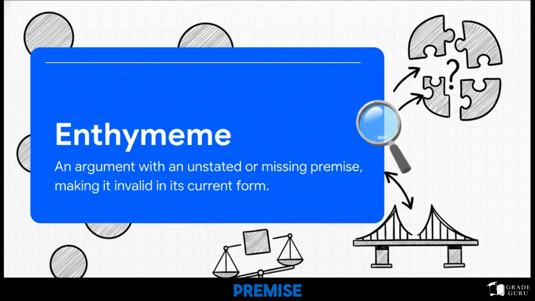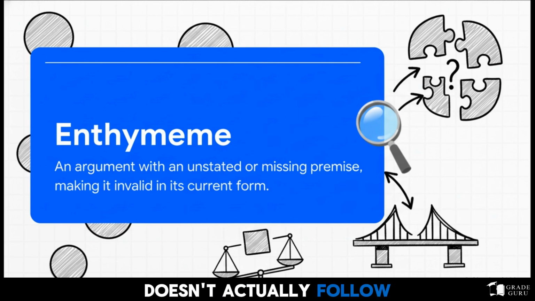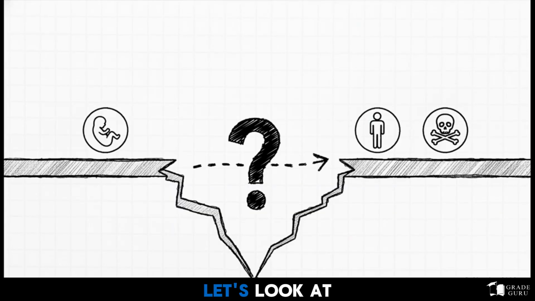And without that hidden premise, the whole thing is technically invalid because the conclusion doesn't actually follow from what's been said. Let's look at an example. Premise 1 says, anytime one ends the life of a person, it is murder. Premise 2 says, abortion ends the life of a fetus. And the conclusion is, therefore, abortion is murder.